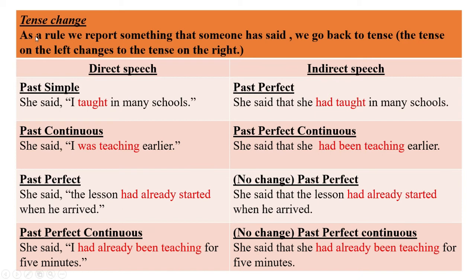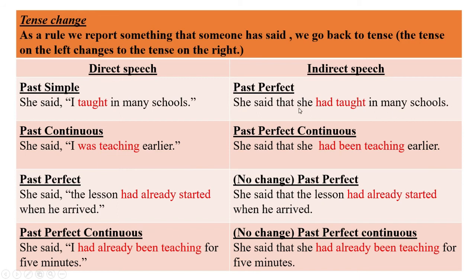Tense change. As a rule, when we report something that someone has said, we go back a tense, and the tense on the left changes to the tense on the right. These sentences are all direct speech, and these sentences are all indirect speech. Now the past simple: she said I taught in many schools. This sentence is past simple. And see the change: she said that she had taught in many schools.